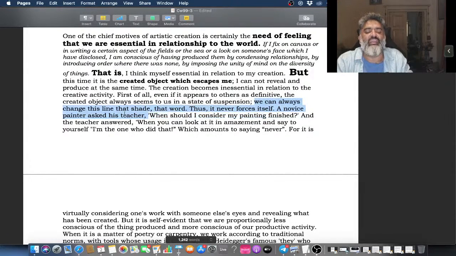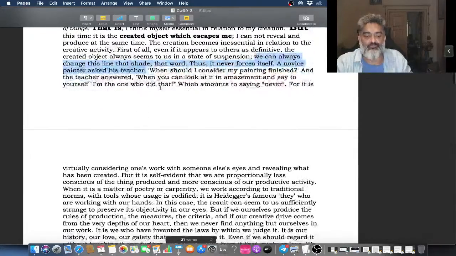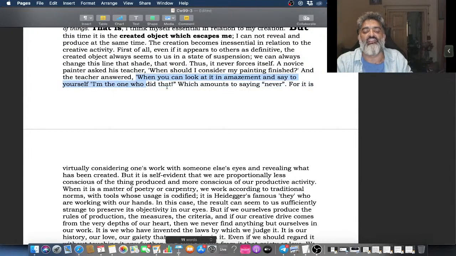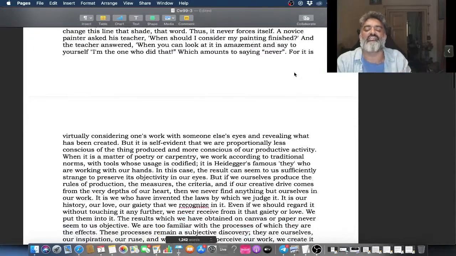A novice painter asked his teacher, what is this story going to be about? Active reading is asking questions. This story is going to be about how the object is inessential, or how the object can't even probably be defined. So the novice painter asked his teacher, when should I consider my painting fixed? What is the painting? Painting is the creation, painting is the object, the specific object being discussed. And the teacher answered, when you can look at it in amazement and say to yourself, I am the one who did that, which amounts to saying never. Long story, I've got the idea: the object is never finished, or it is inessential.